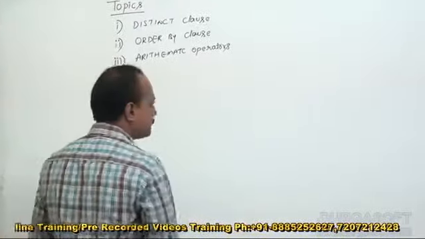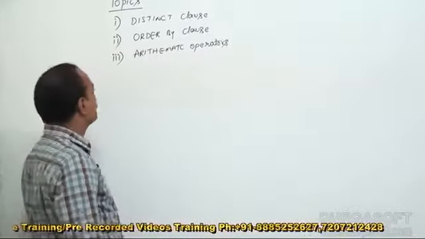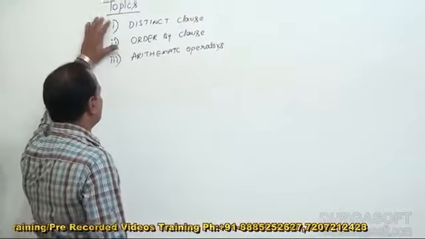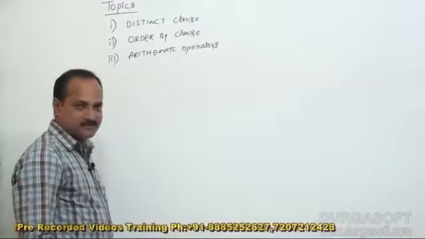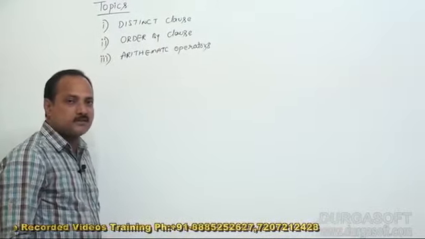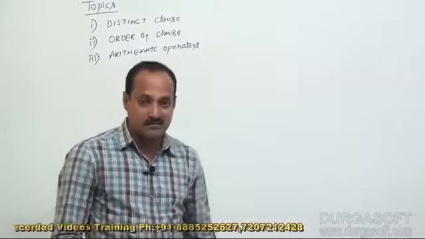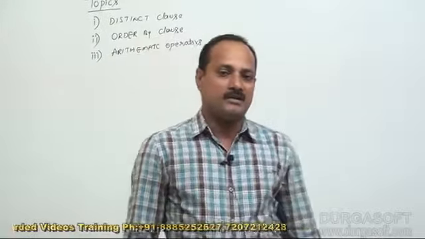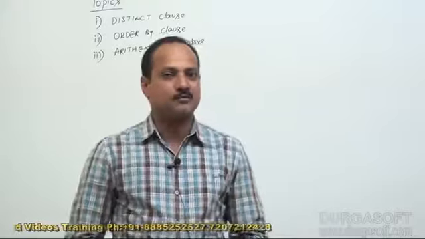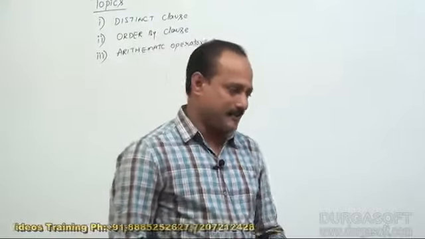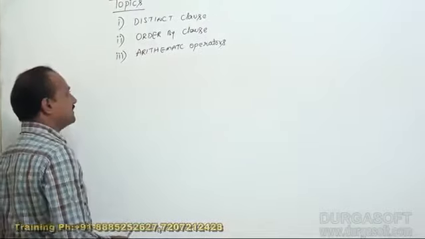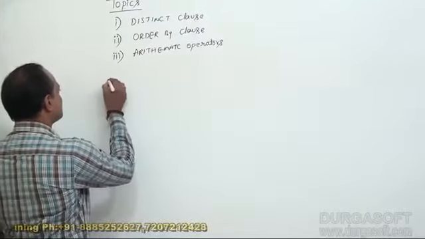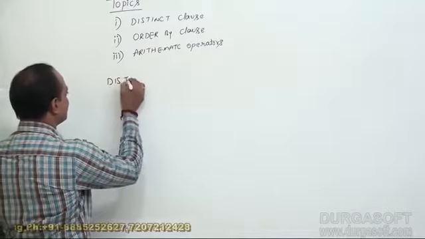This is video 5. In this video, we are discussing the distinct clause, the order by clause and arithmetic operators. In the last video, we discussed how to select the data and how to change the output titles while displaying the data. Now, let me discuss what the distinct clause is. The first topic is the distinct clause.